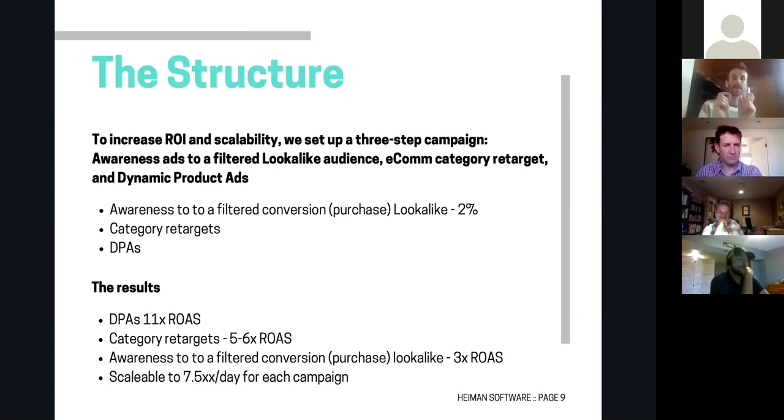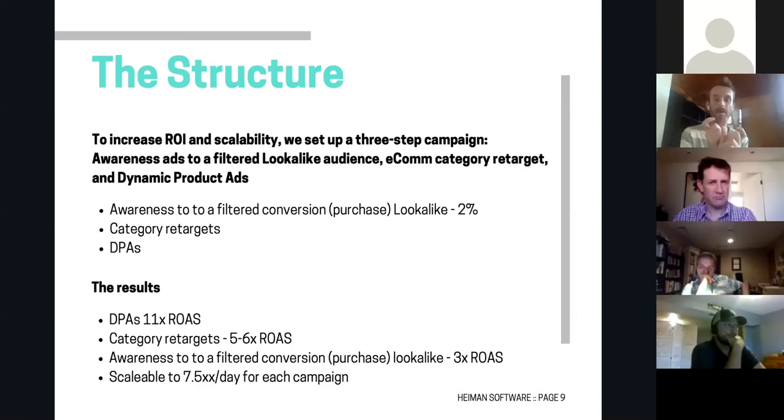And then we're going to take people who visit our website, using the pixel as well, looking at certain e-commerce categories, and we're going to retarget those people with a different type of ad. And then people who look at individual products and show interest in an individual product, we're going to target them with a third type of ad. So the awareness to a filtered conversion purchase lookalike, category retargets, and dynamic product ads.